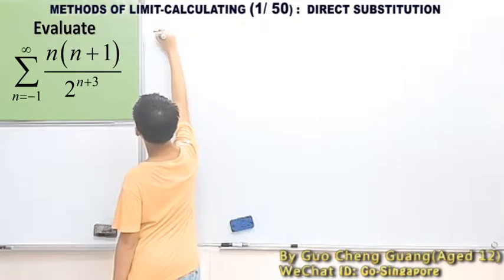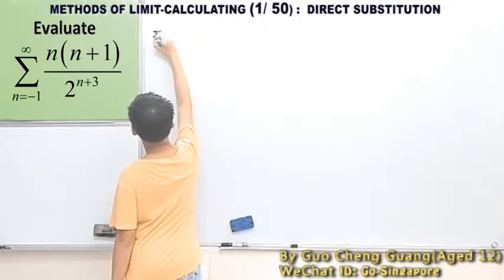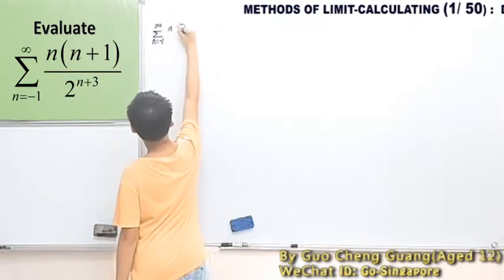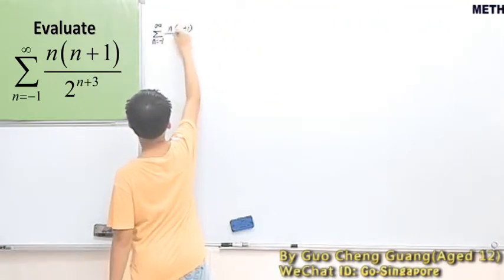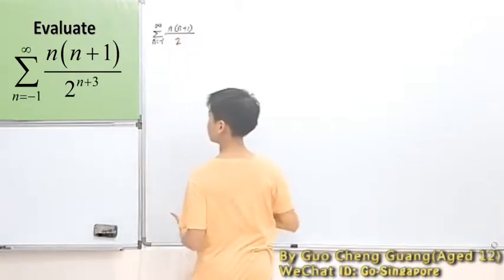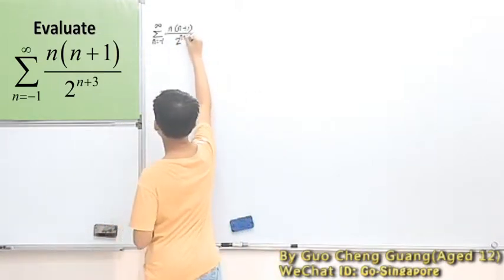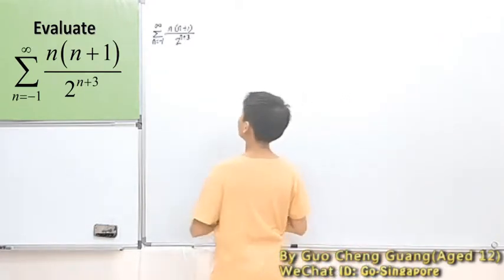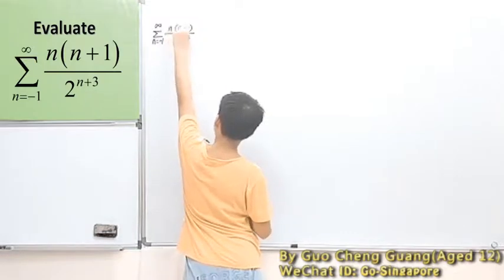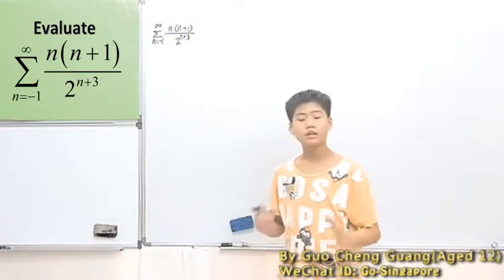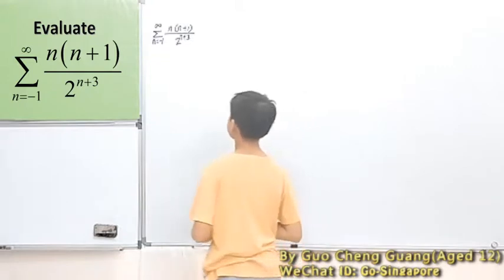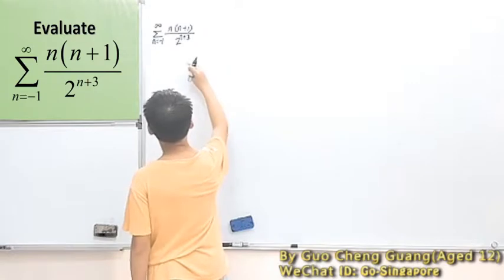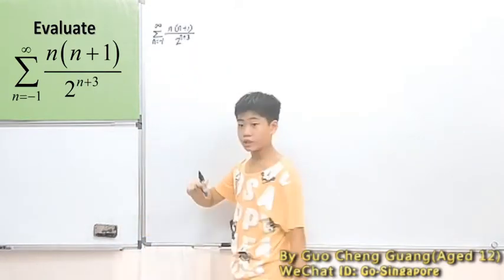In this example, it actually says sigma n from -1 to infinity, n times n plus 1 over 2 to the power of n plus 3. What's so special about this? Did you realize now the n and the n plus 1 is in the numerator instead of the denominator? Okay, now that thing changed. So, how can we simplify this question?